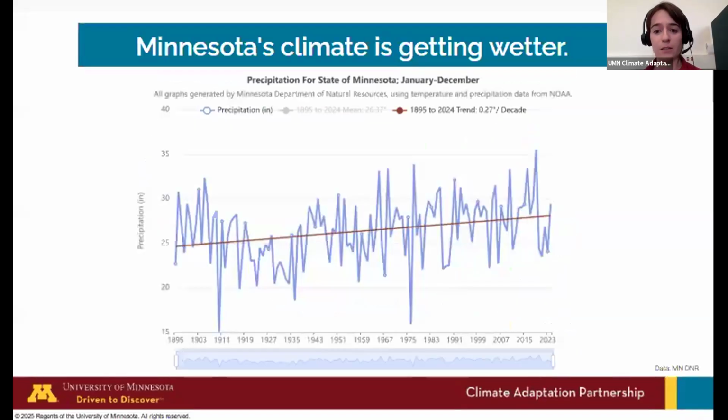We've also observed that Minnesota's climate is getting wetter. This is again data from the DNR. We're looking at precipitation for the entire state of Minnesota annually, over the 1895 to 2024 time period. One thing to note is that you might notice the wiggles from year to year, right? We see changes from year to year. That's a normal part of our climate patterns. However, you can also see that there is a very clear trend line from that data. Thanks to that trend line, we've been able to determine that average annual precipitation has increased by about 2.8 inches on average between 1895 and 2023.